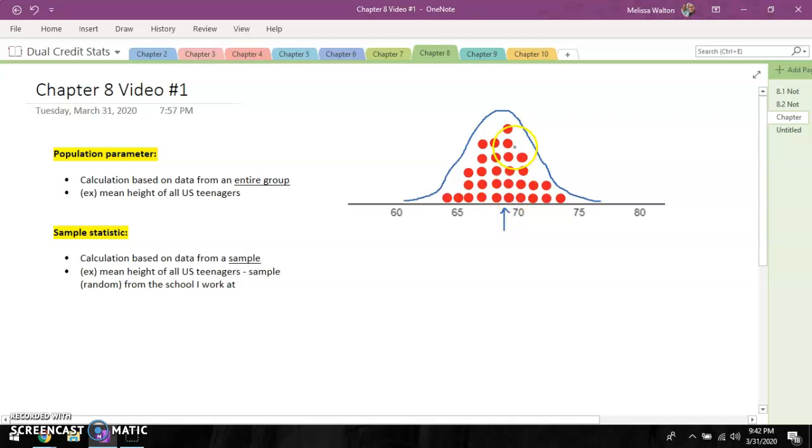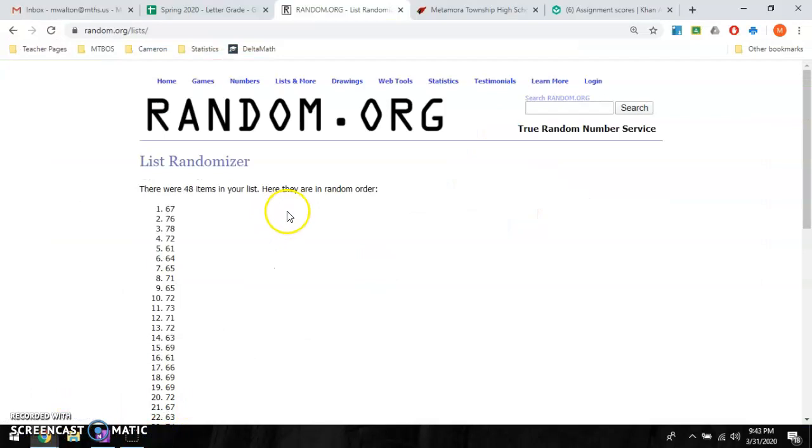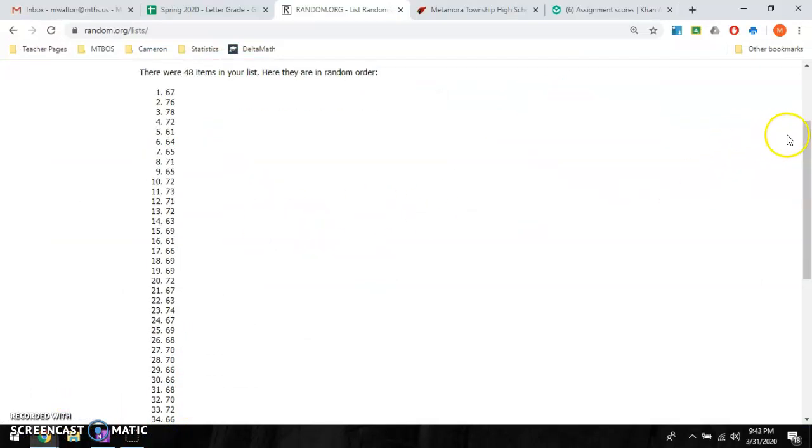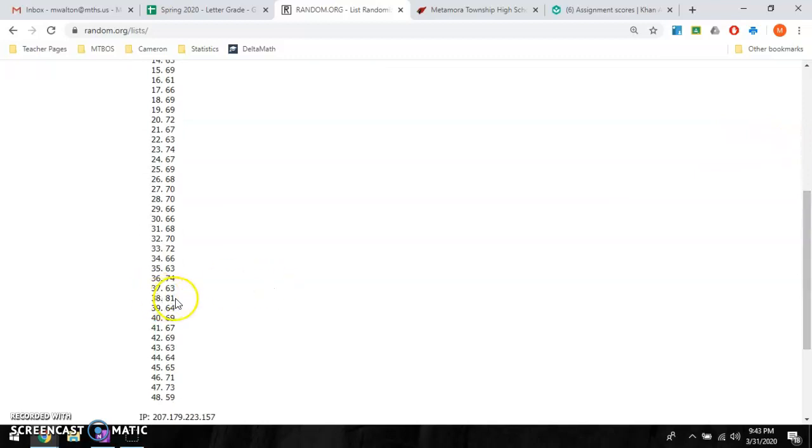Now, that does not mean that every single person in the US is going to be 68 or 69 inches. And in fact, that is not the case for our distribution. And I want to talk about why this is more pinched in than a typical distribution. I'm going to go back over and look at some of my numbers here. And you're going to see some really tall people, very, very tall people. I think, yeah, I had one person this year that was 81 inches tall.